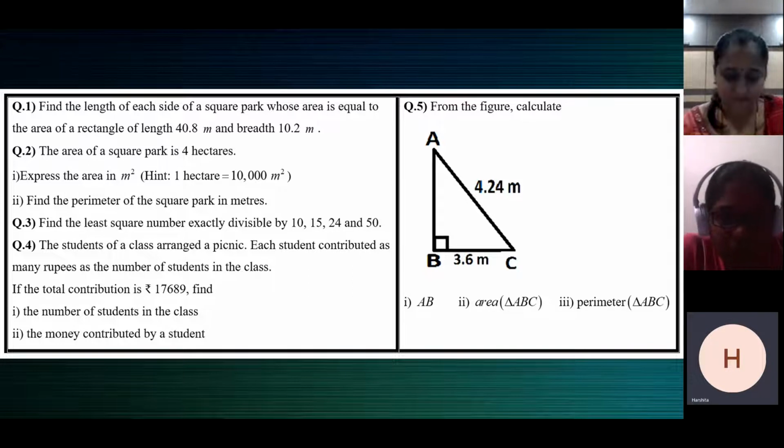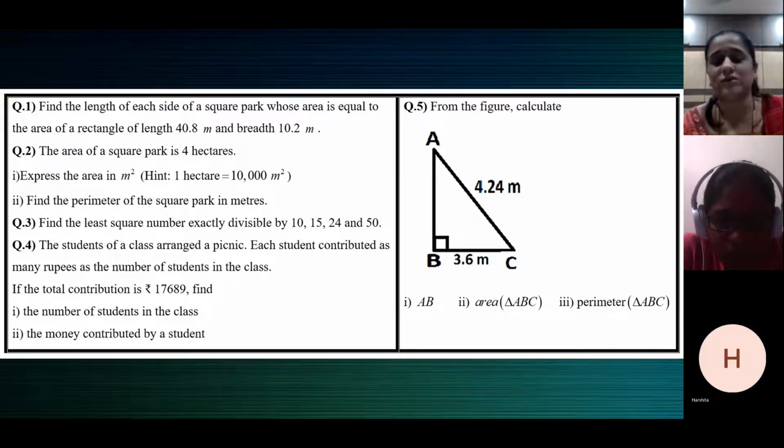Area of the square is equal to the area of the rectangle. No, Harshita will not go ahead of me. We'll just try to answer my question. Using the dimensions, the length and breadth of the rectangle, can you find the area of the rectangle? Yes, ma'am. How? Using which formula?